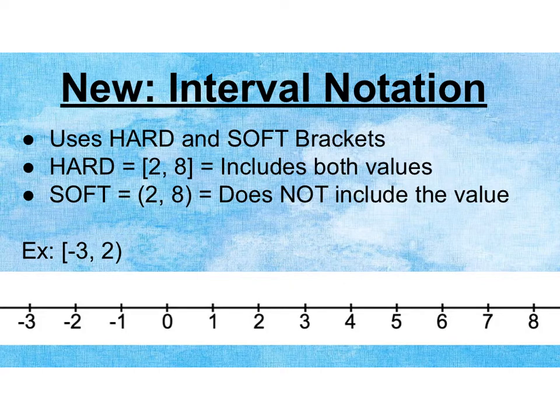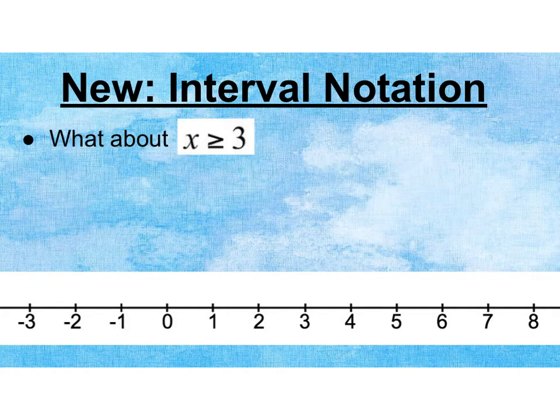Here's our example. We have hard bracket, -3, 2, soft bracket. So I'm going to include -3 with a closed circle. I'm not going to include 2, and I'm going to do everything in between.